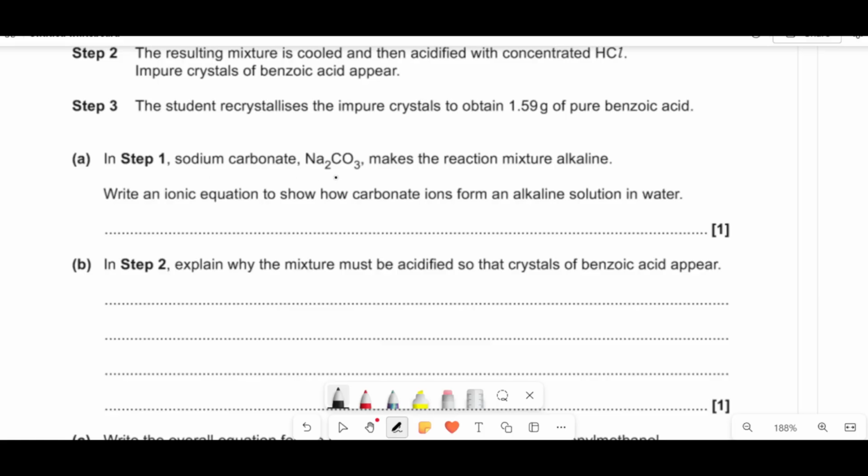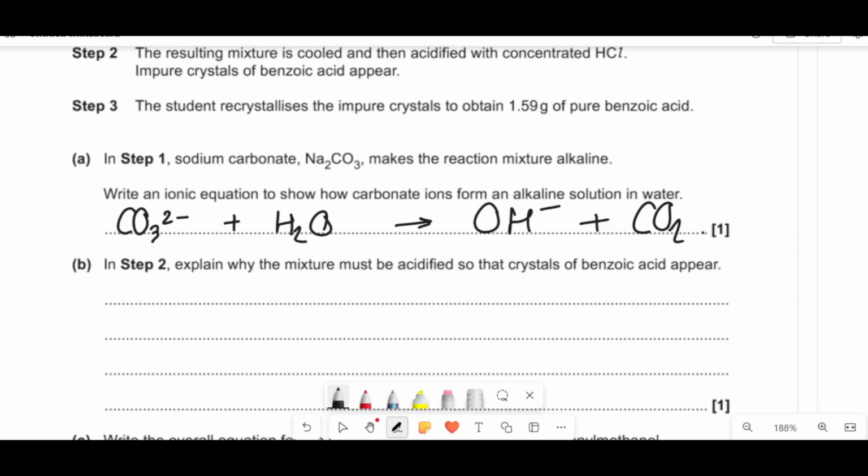So here it says sodium carbonate makes the reaction mixture alkaline. Write an ionic equation to show how carbonate ions form an alkaline solution in water. So start by writing what you definitely know is in this equation. So CO3 2-, and water. If something's alkaline, it's going to make water put out OH minuses. So then something else has to happen with the rest of it, the C and the O's. So it's going to make CO2 as well.